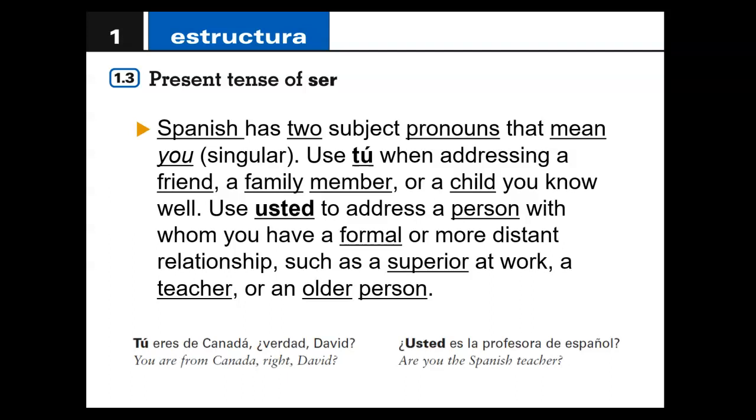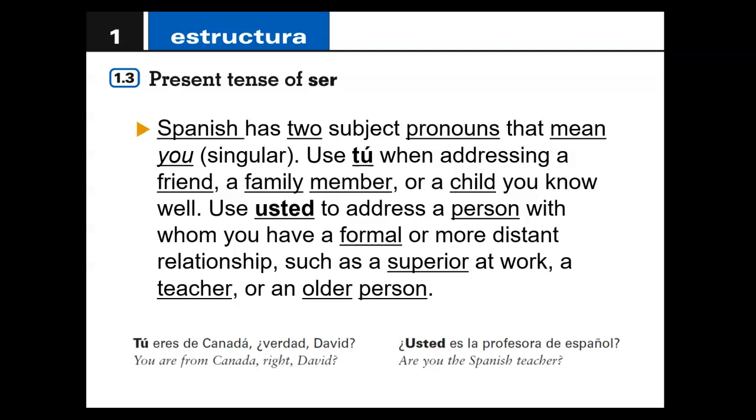Moving on, it says use usted to address a person with whom you have a formal or more distant relationship, such as a supervisor at work, a teacher, or an older person. So that's when you would use usted.